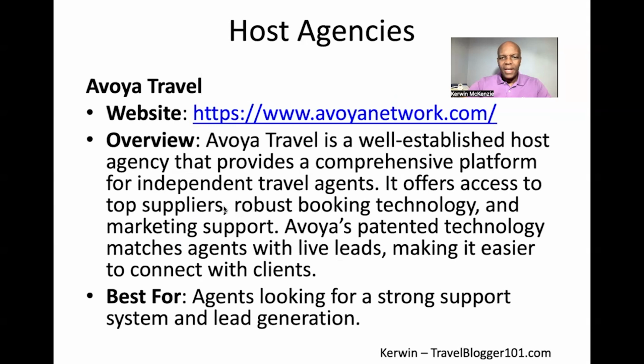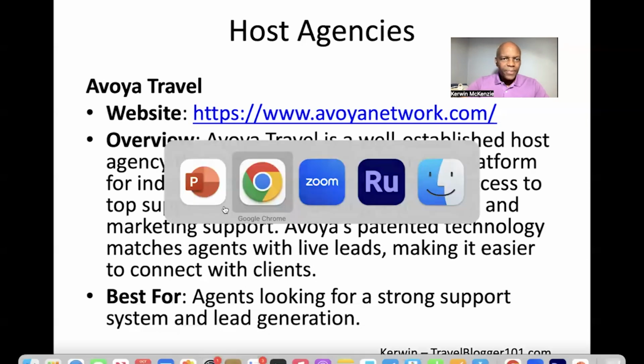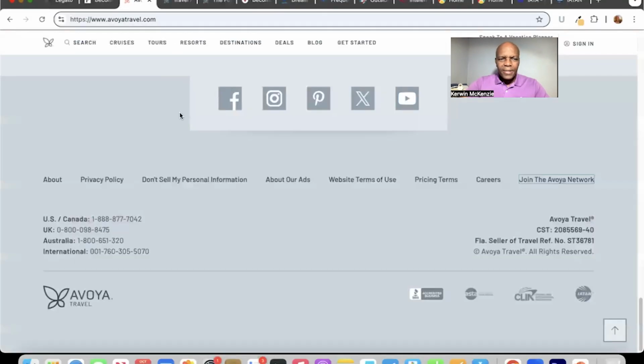Then we have Avoya from the Avoya network. They are well-established host agents that provide a comprehensive platform for independent travel agents. It offers access to top suppliers, robust booking technology, and marketing support. Avoya's patented technology matches agents with live leads, making it easier to connect with clients. Agents looking for a strong support system and lead generation is probably who this is geared at. We can take a look at Avoya here.